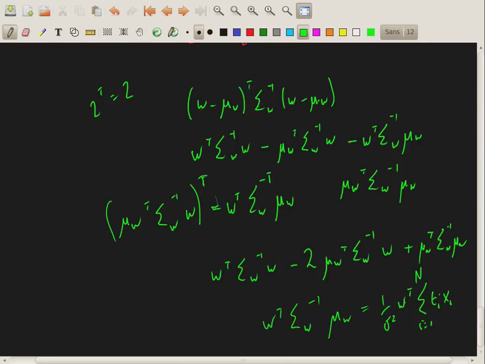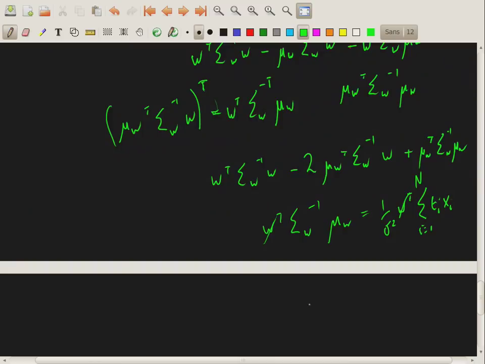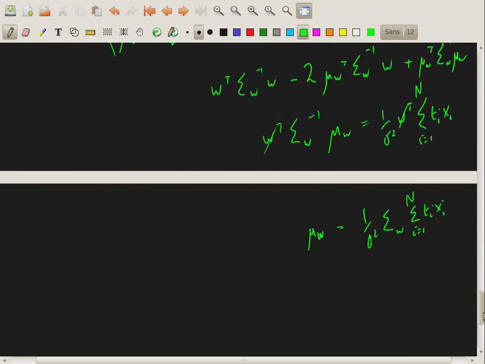The reason I did that transposing was to make it clear that the W on each side disappears. You can get rid of that, and then you need to multiply by sigma on both sides. So you get mu W, multiply both sides by sigma W. The sigma W on this side disappears, and you get 1 over sigma squared, sigma W, sum for i equals 1 to n, Ti xi. Okay? So that's the solution for mu.